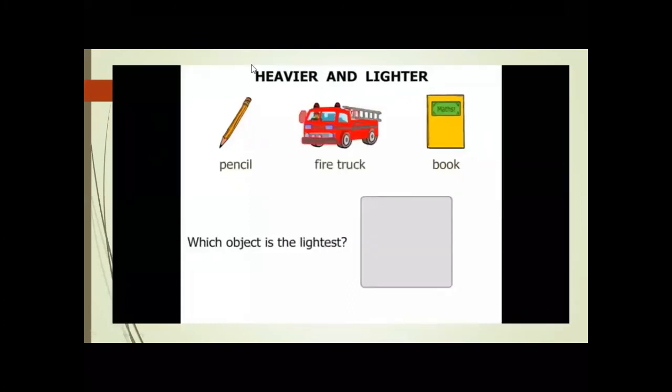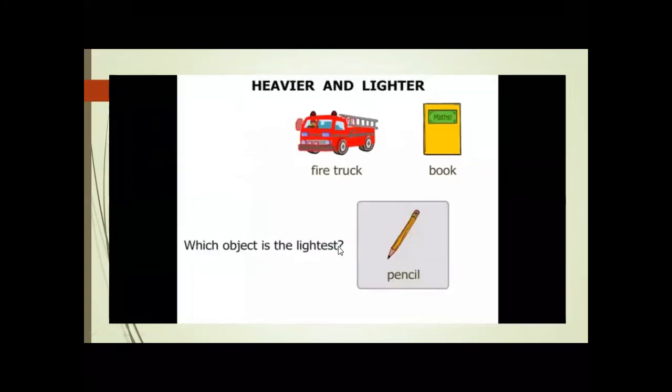Now again, the pencil, fire truck and book. In this, which one is the lightest? You know that lightest means the one which we lift easily. So which thing do we lift easily? The pencil. The pencil is the lightest among these objects.